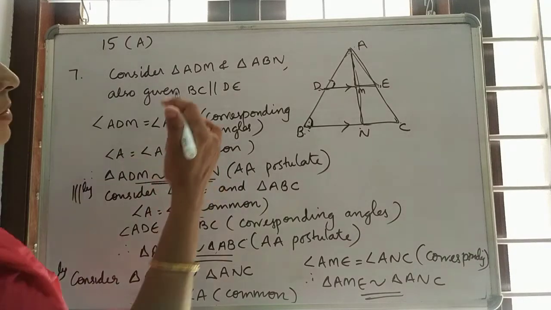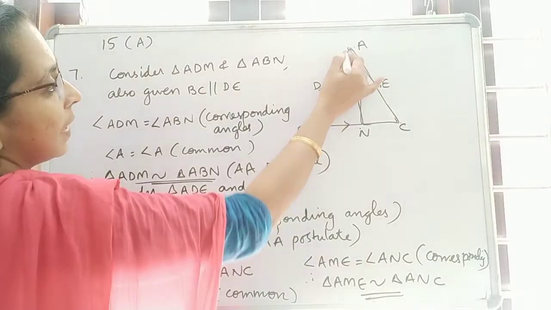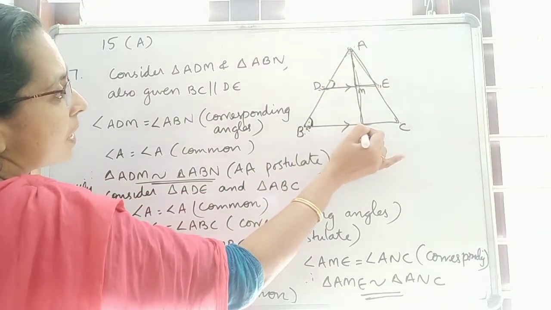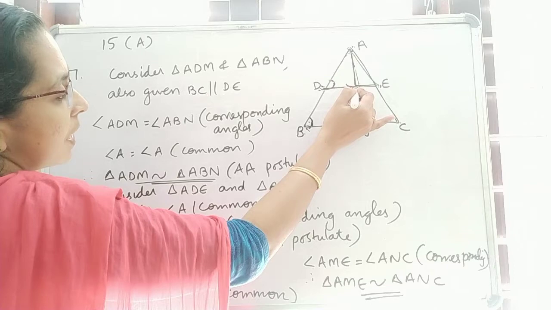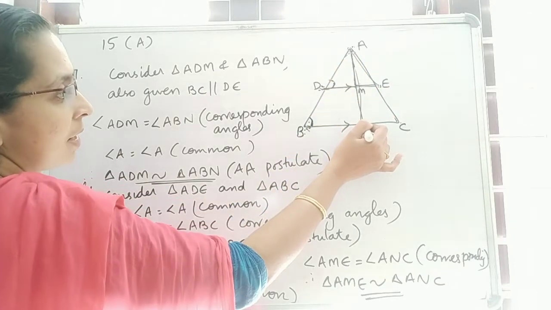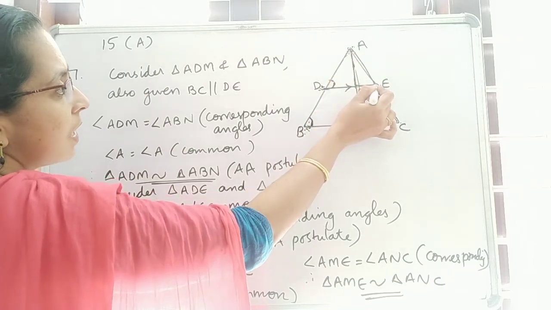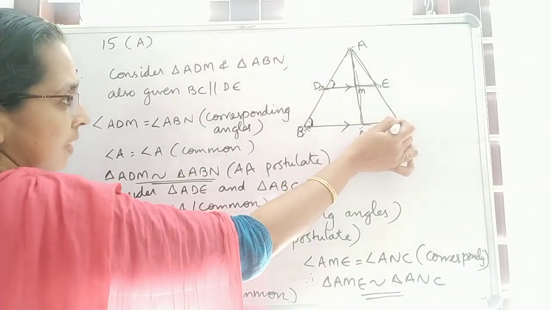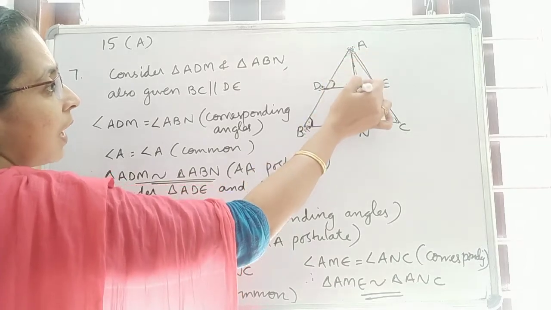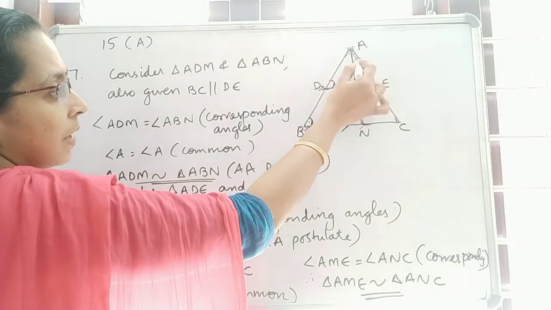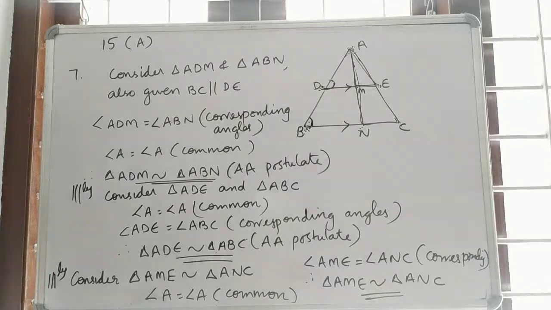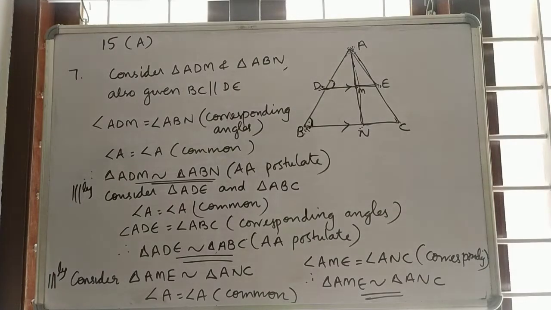So we got three pairs of similar triangles. Which are the three pairs? First we considered triangles ADM and ABN. Second we considered the whole triangle, that is ADE and ABC. Third we considered AME and ANC. So the first part, write all the possible pairs of similar triangles, is done. Then the second one is we want to find out the length of ME and DM.